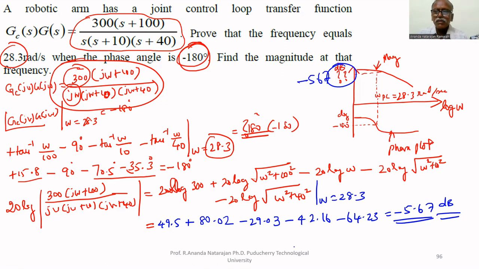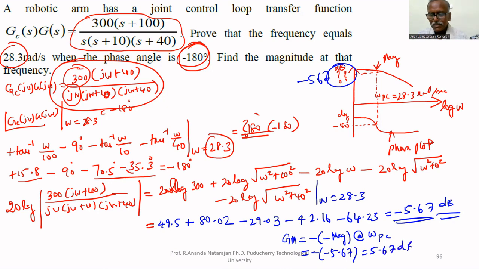Sometimes the examiner may ask you to find the gain margin. Gain margin equal to what? Minus of the magnitude at omega PC. At omega PC, the magnitude is minus 5.67. Therefore, minus of minus 5.67 equals 5.67 dB. That is the gain margin.